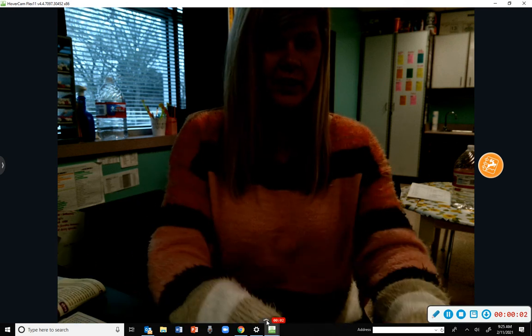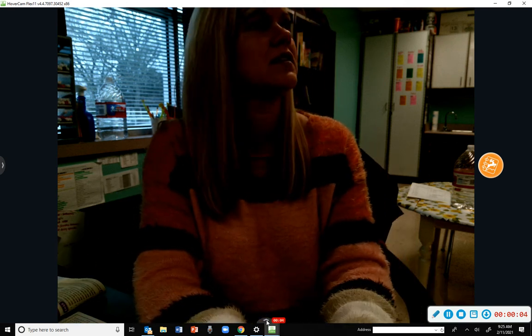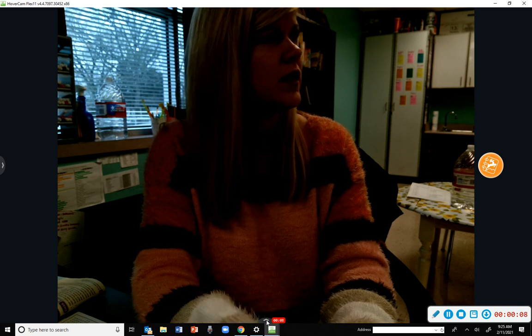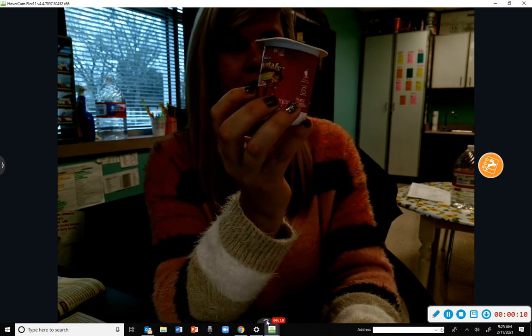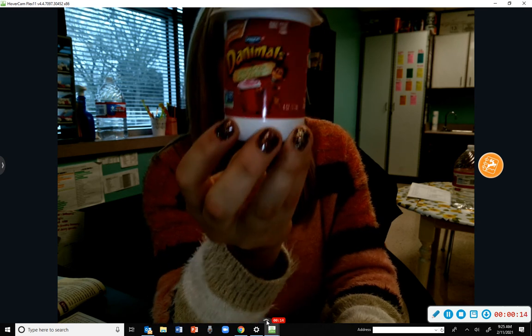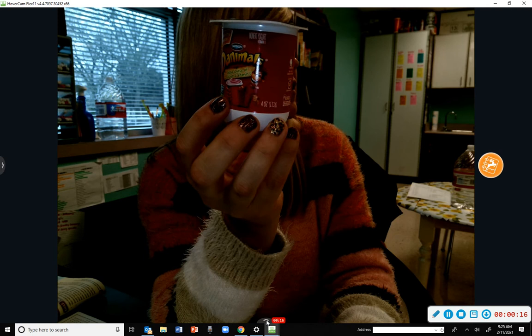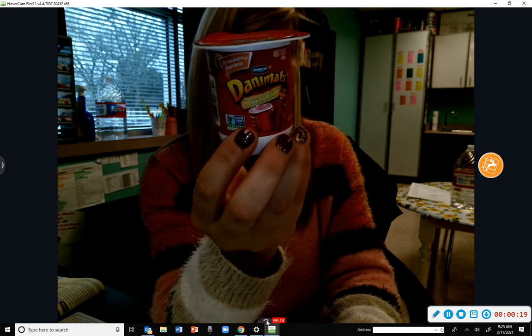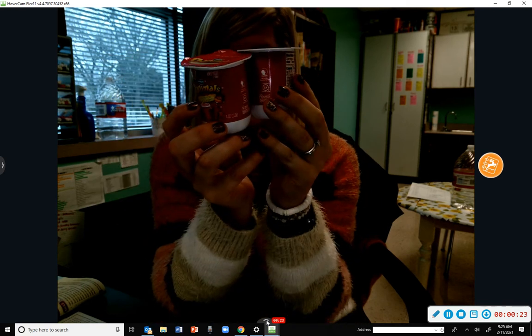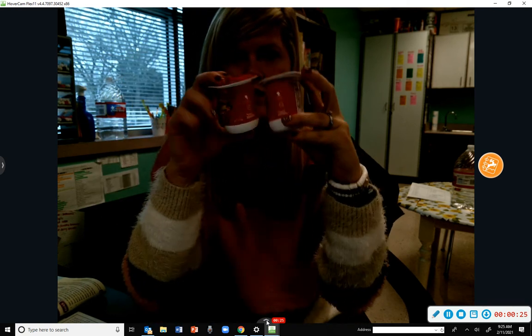Okay, good morning, guys. So yesterday we talked about cups, pints, quarts, and gallons. So we're going to look at some items that you might find around your house, and I encourage you to do this too. This little yogurt cup, what do y'all think? It's a cup. It's actually half a cup. This is 4 ounces. So it would take 2 of these little yogurts to equal a cup.